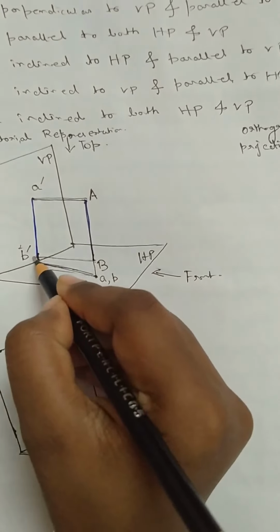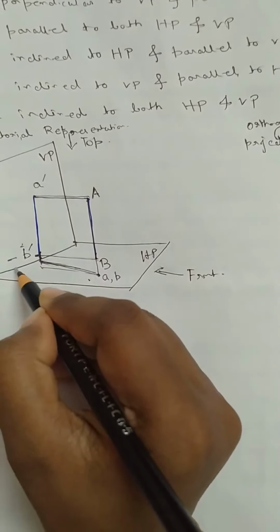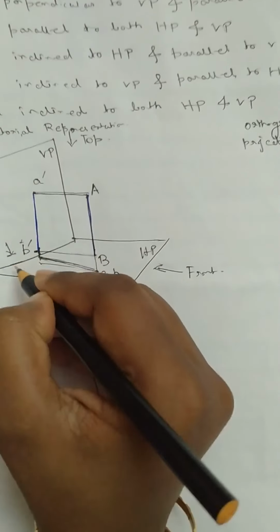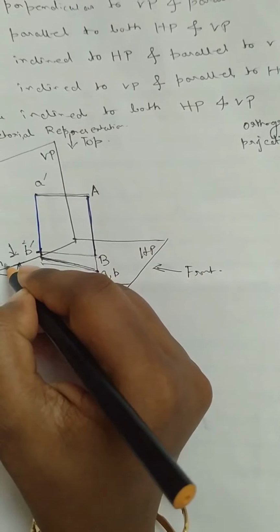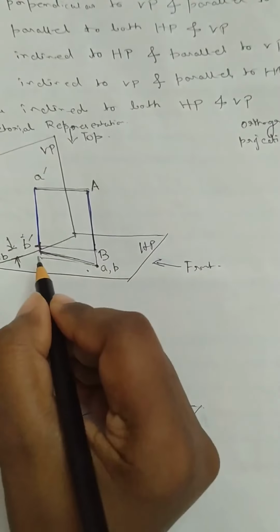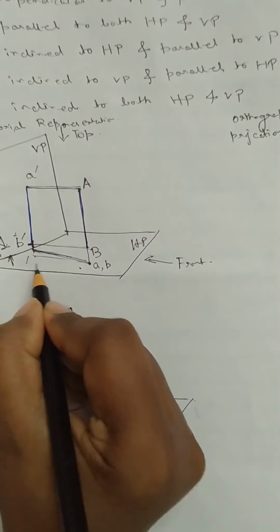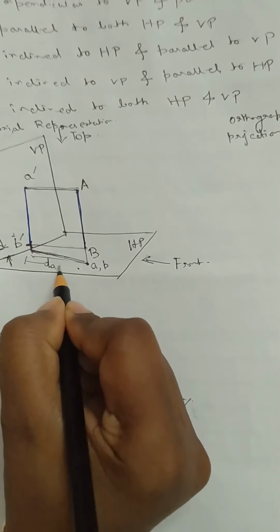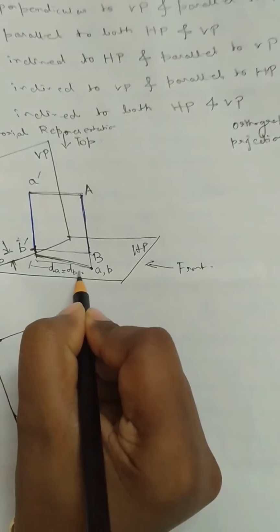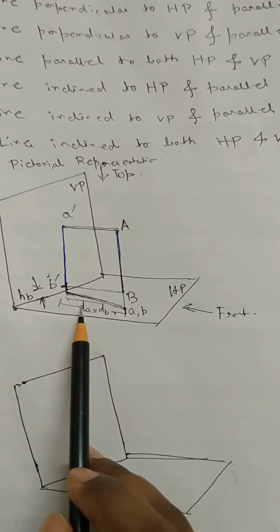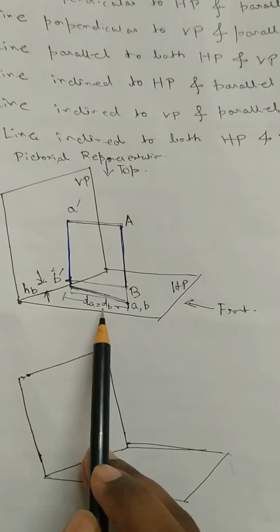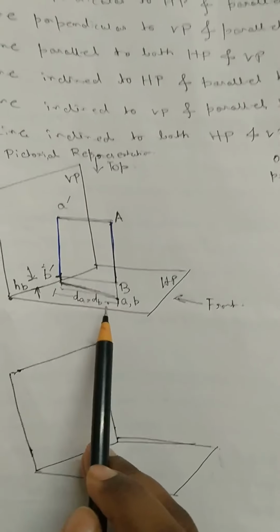So this point, this distance, what will it be? It will be your HB, and this line will be your DA equal to DB. I hope you understand from your previous point projection.